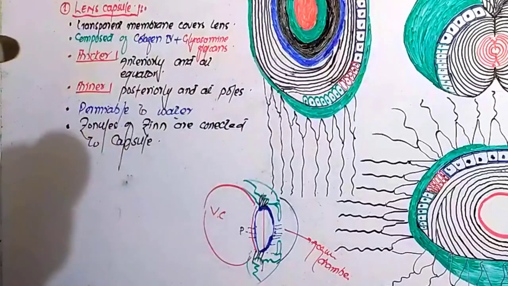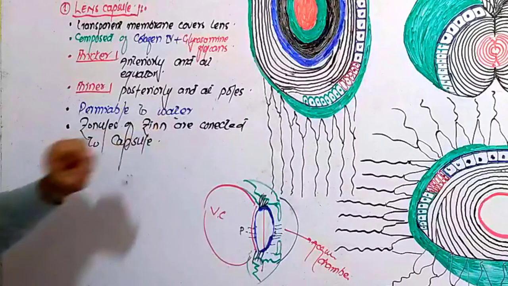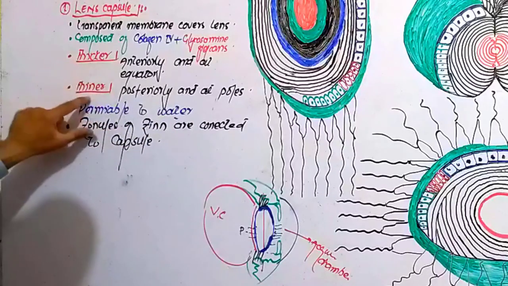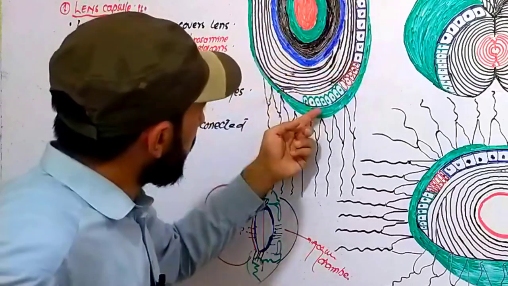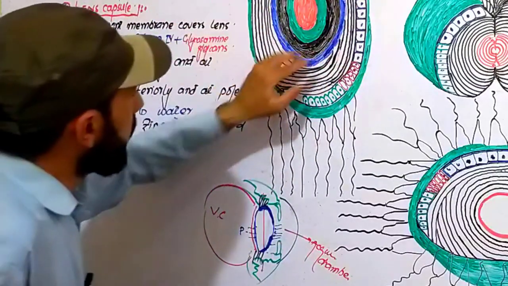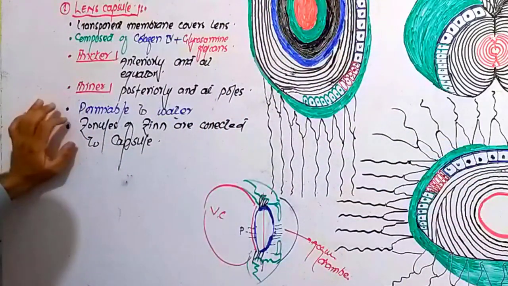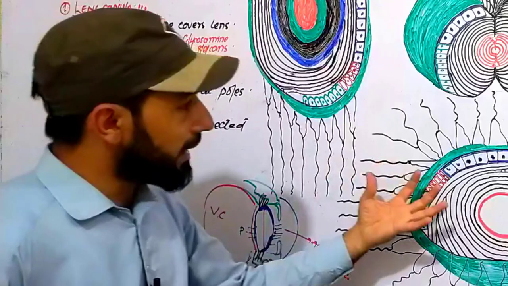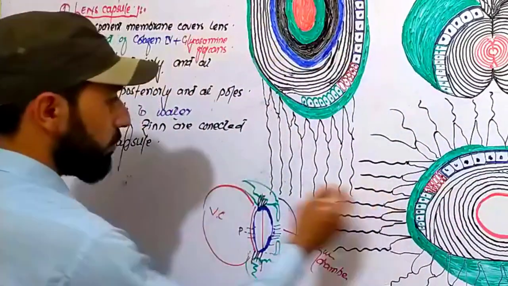So these are the important points which we should know a little bit about your lens capsule. First, it is a transparent membrane, it is a permeable membrane, its permeability is to water. Then it is thicker and thinner. It is thicker anteriorly, right, and at equator, and it is thinner posteriorly and at poles, you can see there. And then it is permeable to water. To the lens, there are the attachments of the zonules of Zinn.